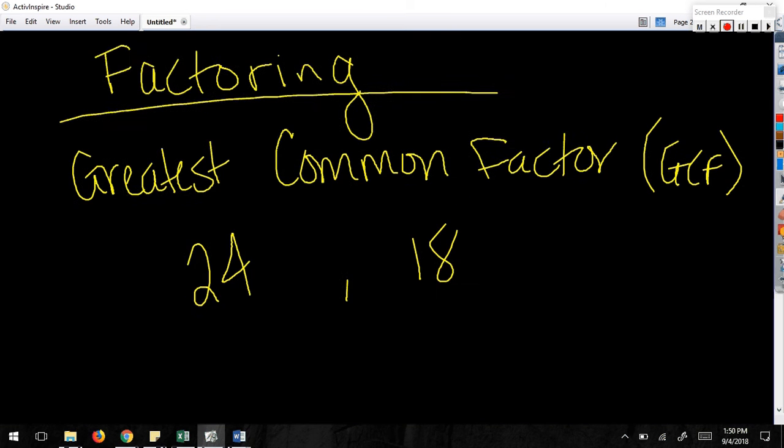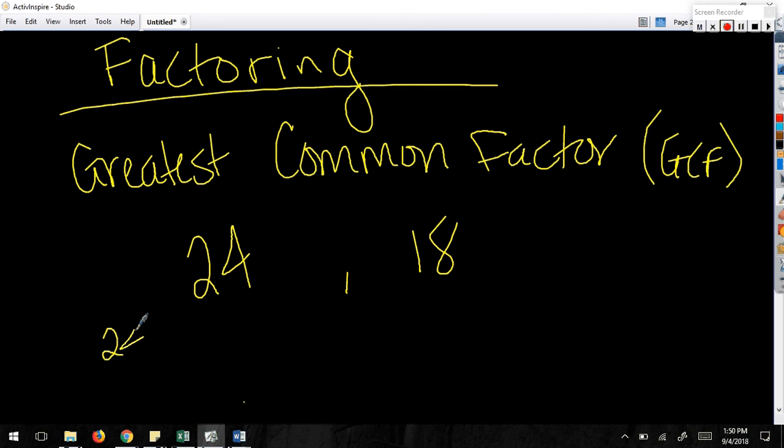Here's what we're doing. We're thinking about all the factors that multiply to give you 24. Okay? And let's start lowest to biggest. So what all goes into 24 evenly? 1. You're right, but let's list them all in order. 2, 3, 4, 6, 12, 8. Yep, I missed 8. And 24. Okay.